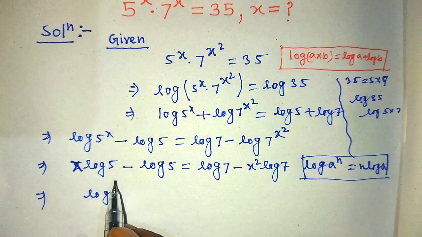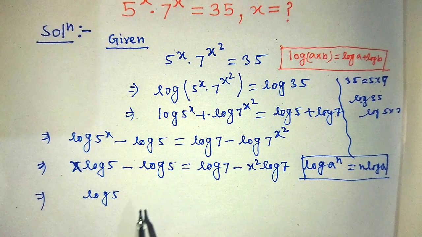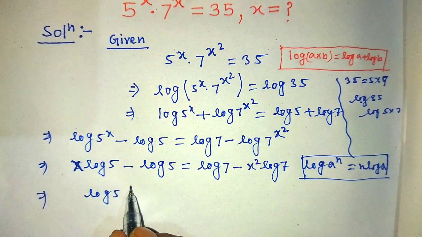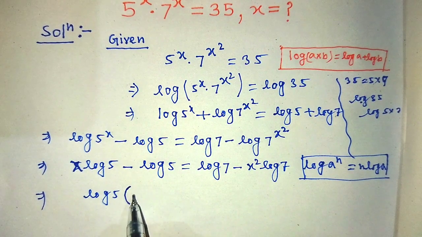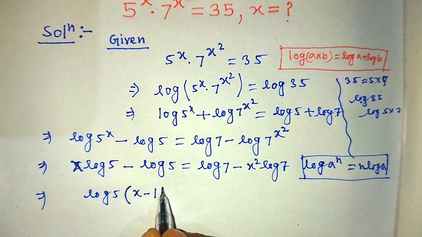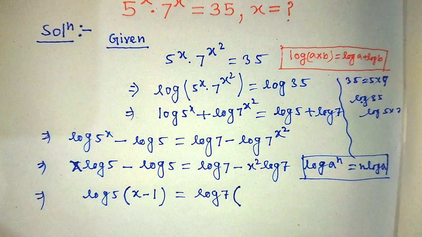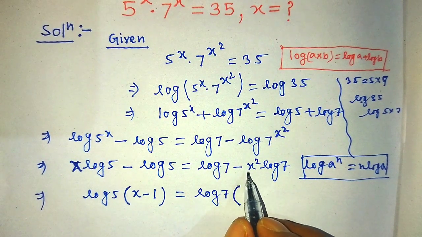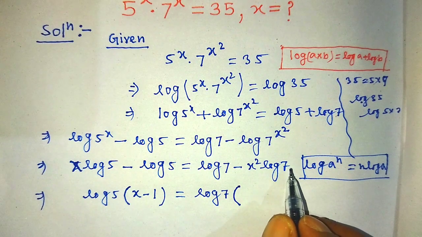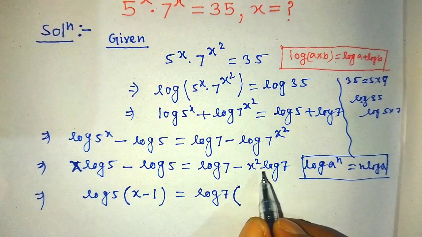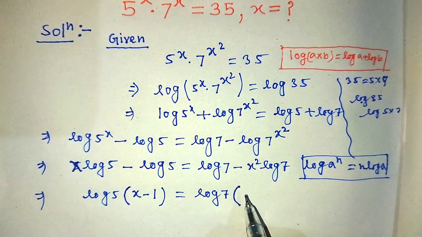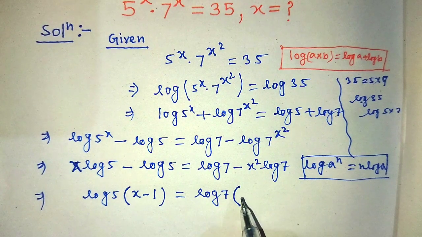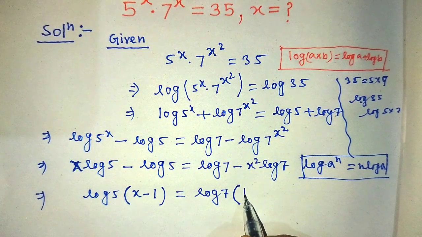Okay student. So my dear student, after that, on the left hand side here is x into log of 5 minus log of 5. So we can take common log of 5 from two terms. So we have to write log of 5, and inside the bracket we have to write x minus 1 is equal to, so student, on the right hand side here is log 7 minus x square into log 7. So we can take common log 7 from these two terms. Okay. So we can write log of 7, and inside the bracket we have to write 1 minus x square.